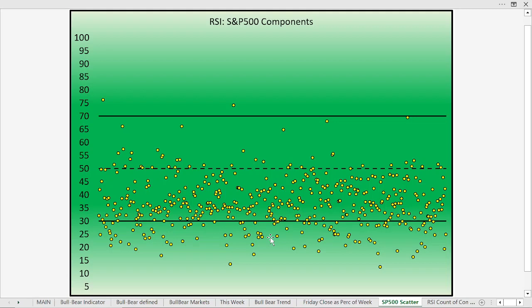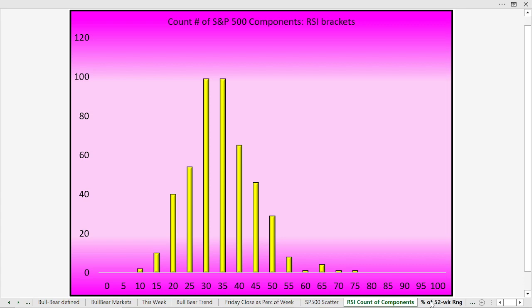Now, if you take a look at our weekly wrap-up video from last week, we saw a much different picture. Most of these dots, most of these stocks, were scattered very evenly between 30 and 70. That has changed. Now we see here a count of the number of stocks in the S&P 500 at every given RSI level.